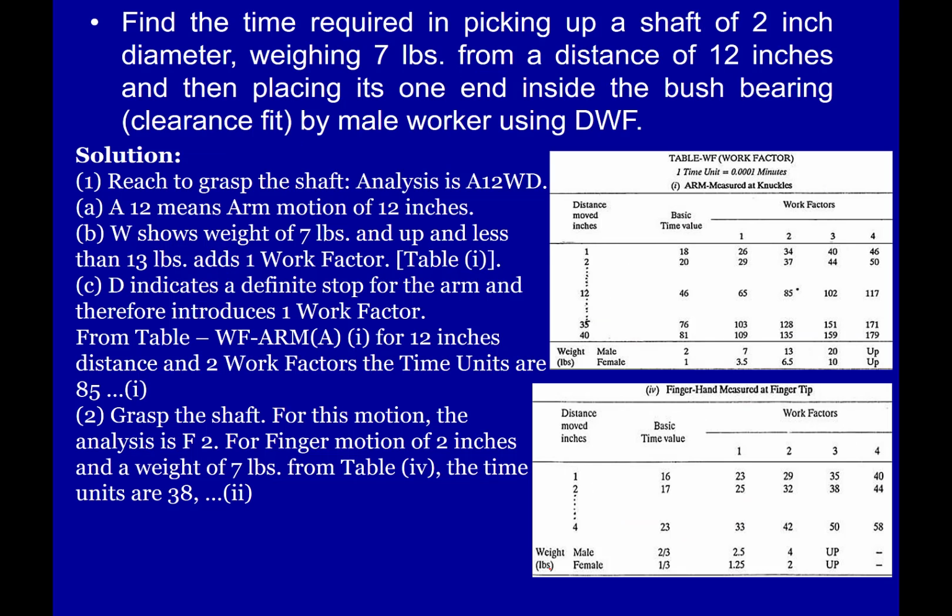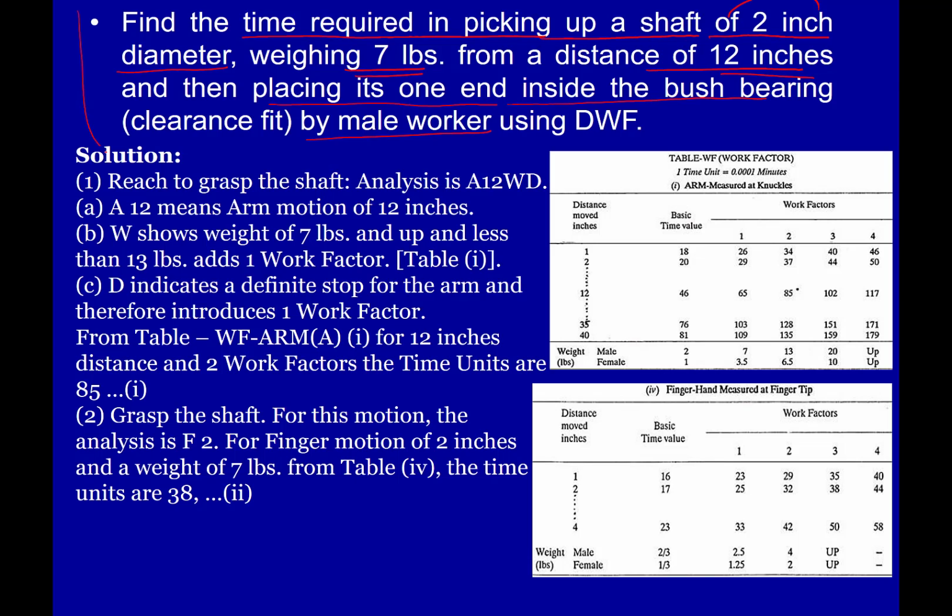So now we will see one typical example related to this work factor method. Find the time required for picking up a shaft of 2-inch diameter, having a weight of 7 pounds, and after picking, this has to be moved through a 12-inch distance, then placing the shaft with one end inside the bush bearing, by a male worker.